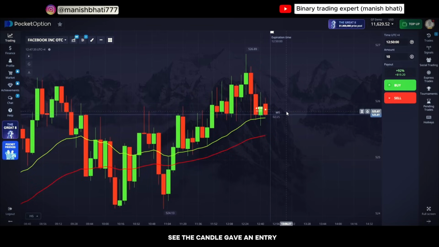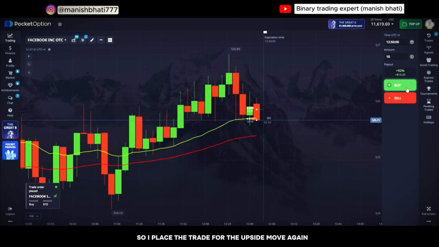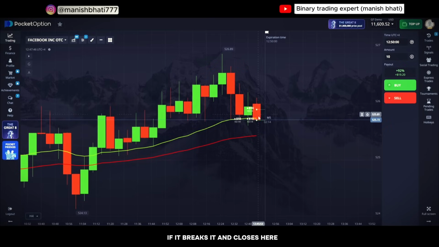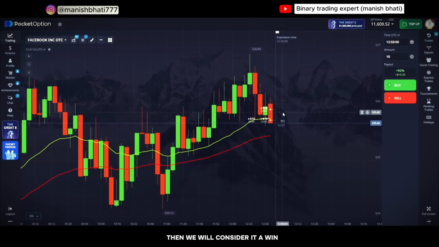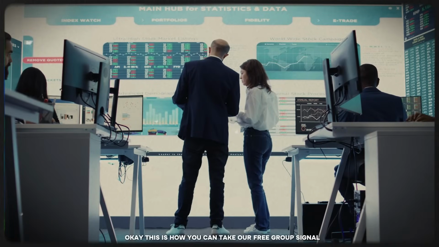See, the candle gave an entry, so I placed 2 trades because the candle gave an entry below the moving average. So I placed the trade for the upside move again, okay, from the moving average. If it breaks it and closes here, then we will consider it as a loss. If this candle closes above the moving average, then we will consider it a win. Okay, this is how you can take our free group signal.